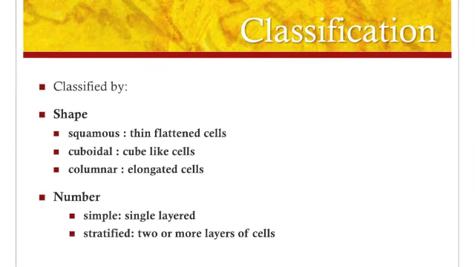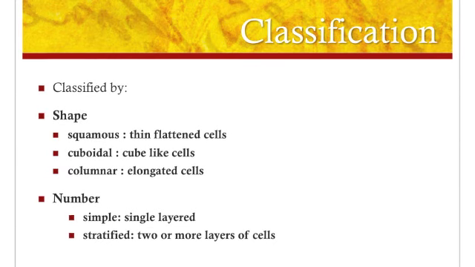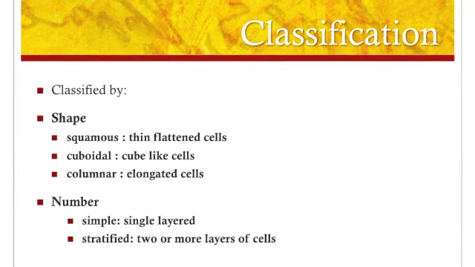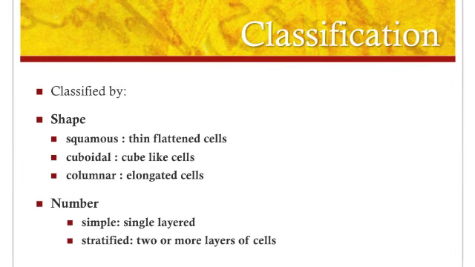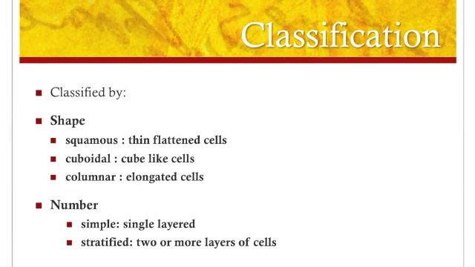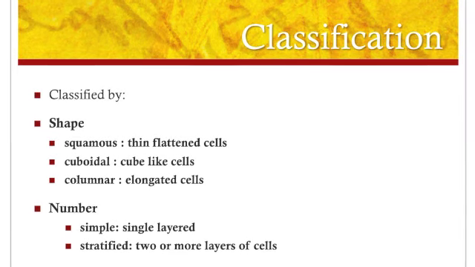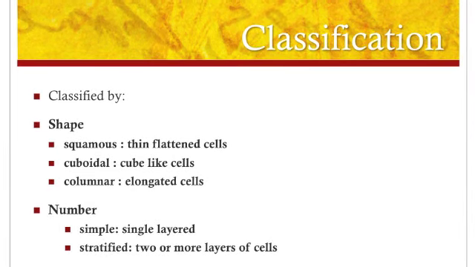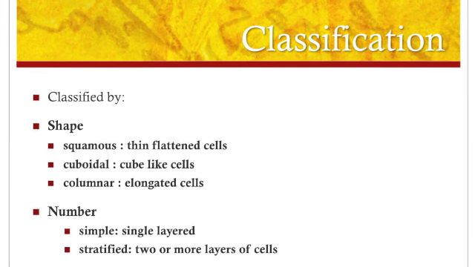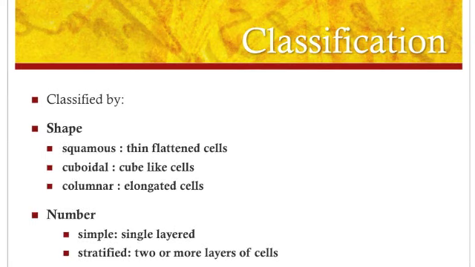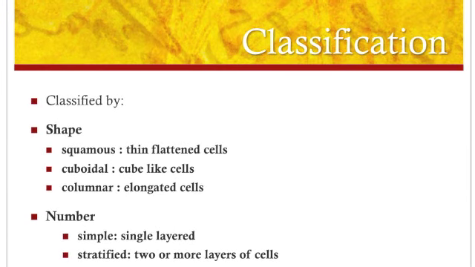Okay, cells are classified by their shape and by their number. The first way would be by shape, which can include squamous cells, which are thin flattened cells, cuboidal cells, which are cube-like cells, and columnar cells, which are elongated cells. And by number, the first way is simple, which means it only has one layer of cells, and then stratified, which is two or more layers of cells.